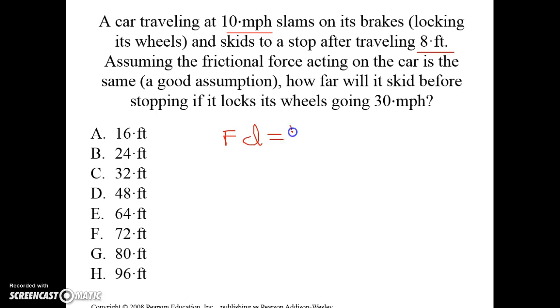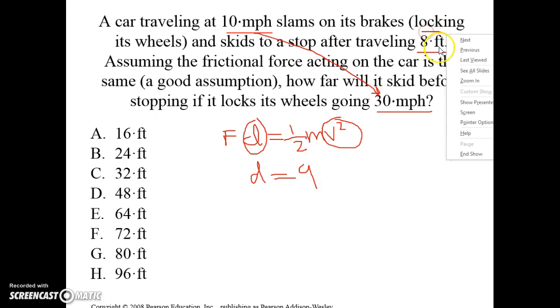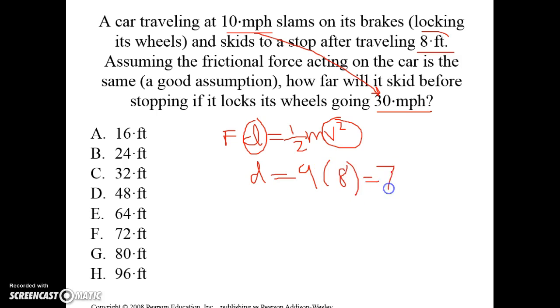Looking at FD equals the work done by the brakes is changing the kinetic energy of the car. It's stopping it. So essentially I'm looking at the distance and how it's related to the velocity, because we're keeping everything else the same. So if looking at what I did to the velocity going from 10 to 30, I tripled my velocity. 3 squared is 9, which means the distance has to be 9 times greater than what I had before. So 9 times 8 is going to give me 72 feet. And again, this is one of those great what-if questions.